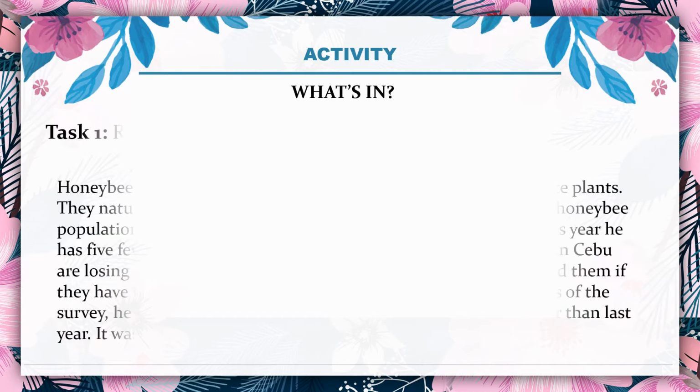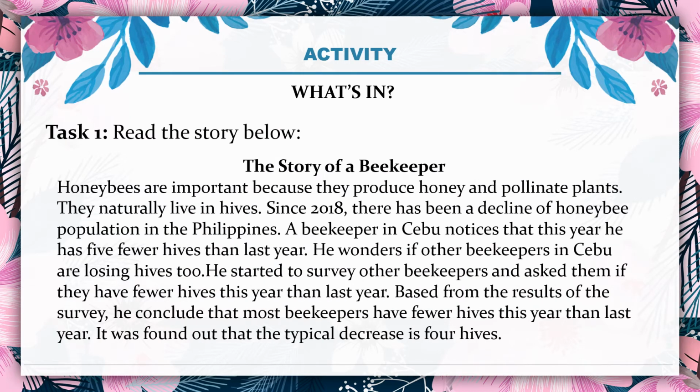Please read with me. The story of a beekeeper. Honeybees are important because they produce honey and pollinate plants. They naturally live in hives. Since 2018, there has been a decline of honeybee population in the Philippines. A beekeeper in Cebu notices that this year he has 5 fewer hives than last year. He wonders if other beekeepers in Cebu are losing hives too.